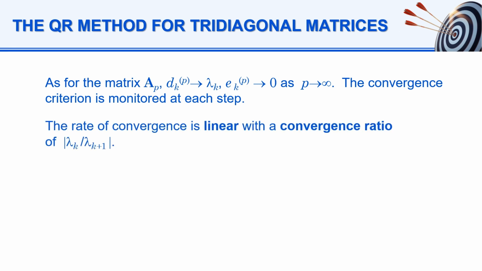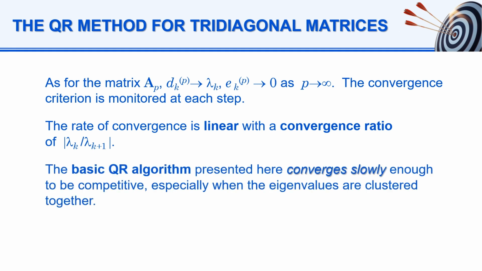The rate of convergence is linear with a convergence ratio of lambda k over lambda k plus 1 in absolute value. The basic QR algorithm presented here converges slowly enough to be competitive, especially when the eigenvalues are clustered together.